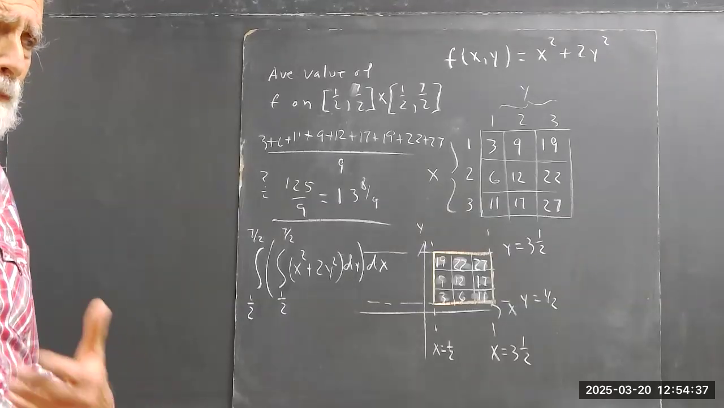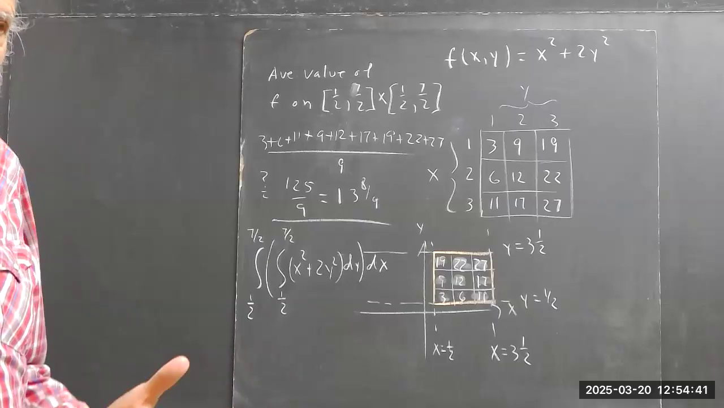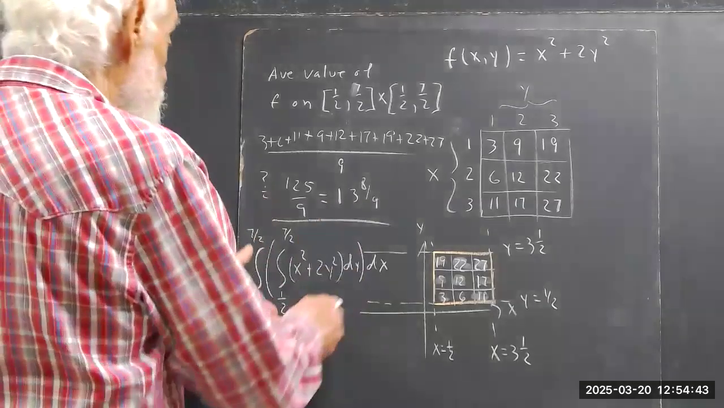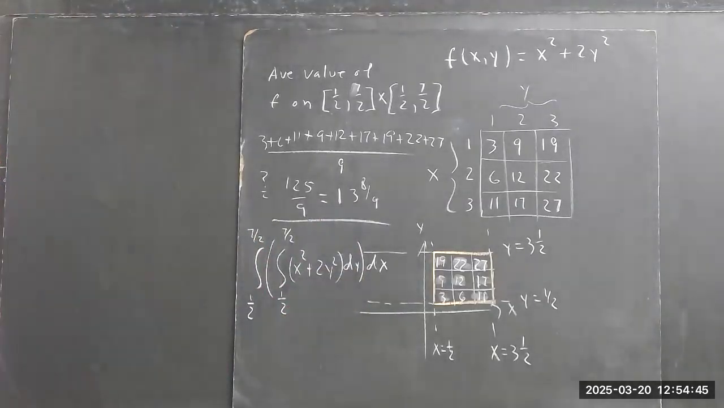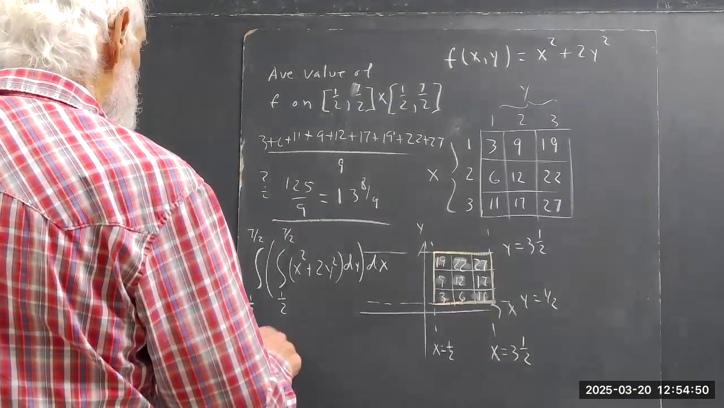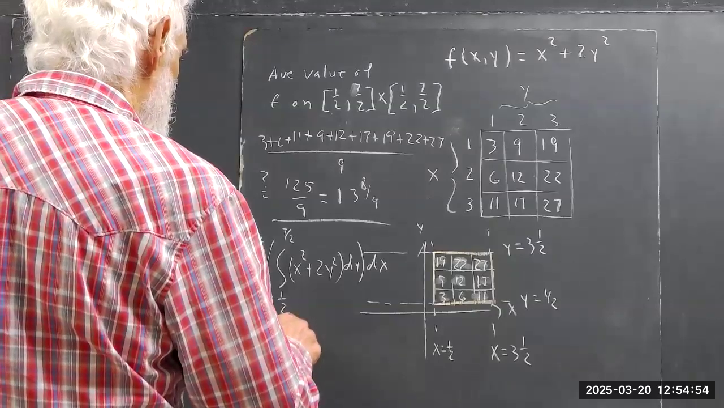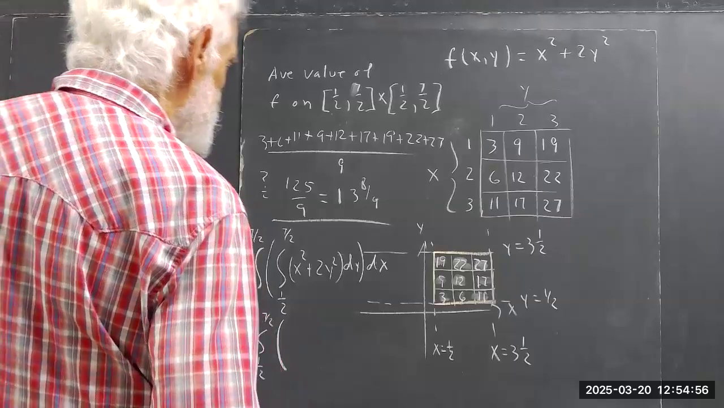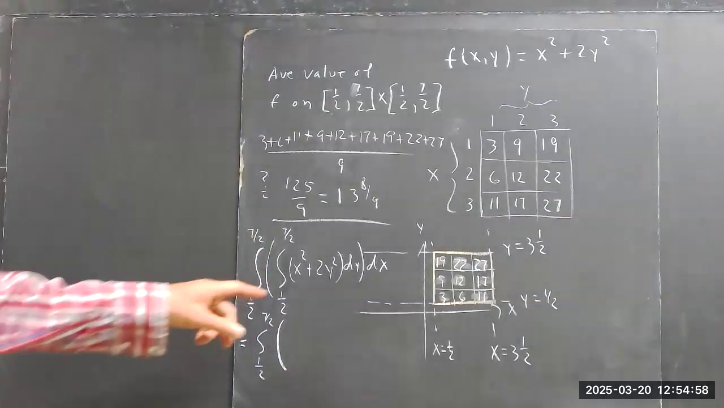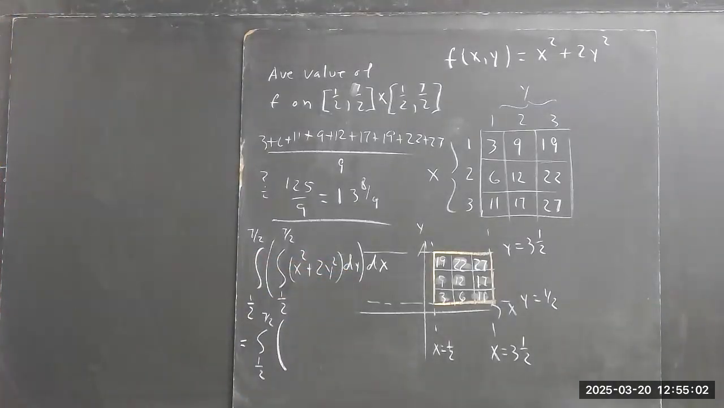Well, we've got the recording going, so I'm going to take that as a rhetorical question, but you've thought about it a little bit. I'm going to do what's in the parentheses. That's going to be the integral from 1/2 to 7/2 of. Okay, now how do I do the integral of x squared plus 2y squared with respect to y?